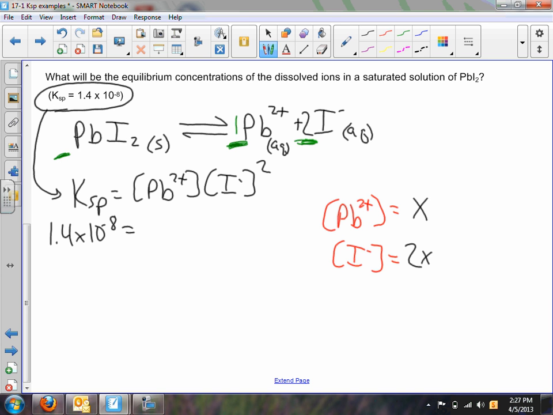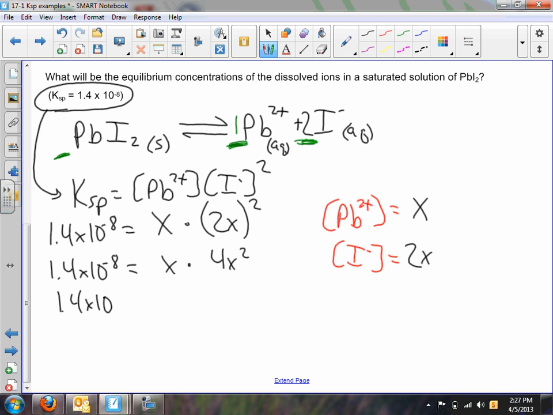I can now plug them into my expression. Lead, we said, was X. The concentration of iodide is 2X. And whatever that concentration is needs to be squared. So 1.4 times 10 to the negative 8 equals X times, when you square 2X, 2X times itself is 4X squared. When I take X times 4X squared, you get 4X cubed. And now I can simply solve this equation for X. First thing you need to do is divide both sides by 4.